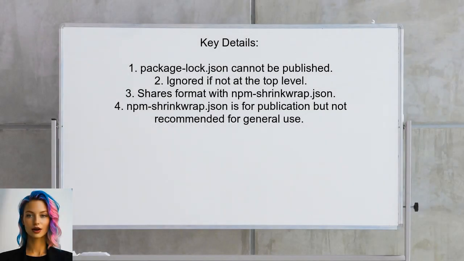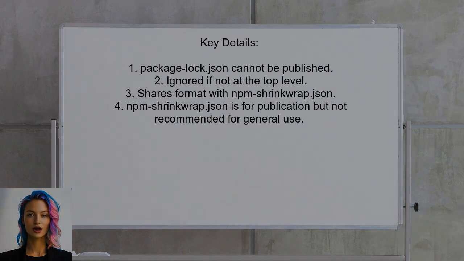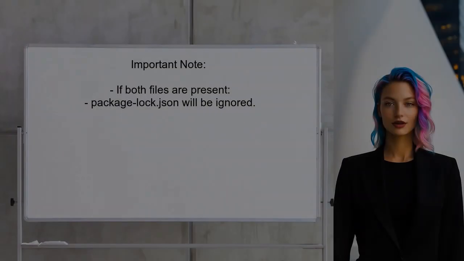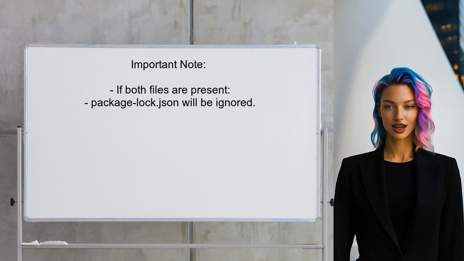Let's take a moment to review another user's answer. This user highlights an important detail about package-lock.json. They explain that this file cannot be published and will be ignored if found outside the top-level package. They also mention that it shares a format with npm-shrinkwrap.json, which can be published, but using it is not recommended unless for specific cases like deploying a CLI tool. Additionally, if both package-lock.json and npm-shrinkwrap.json are present in the root of a package, the package-lock.json will be completely ignored.